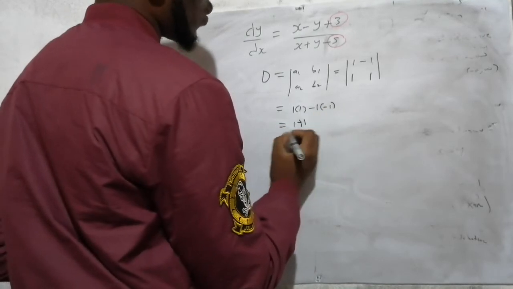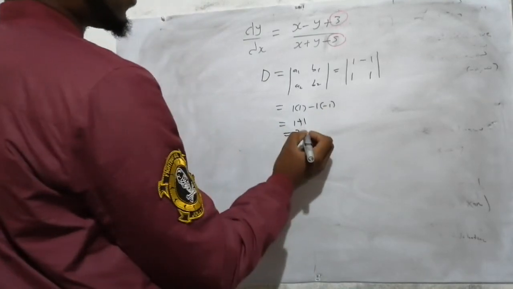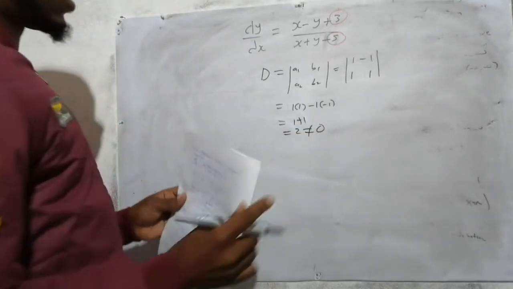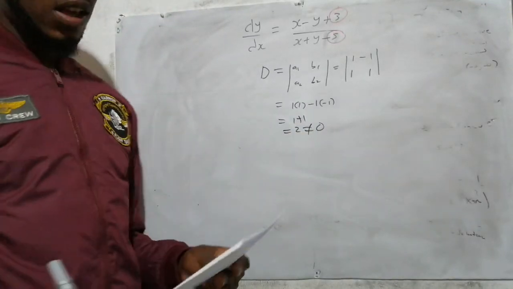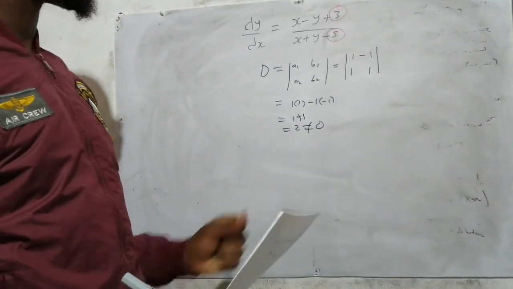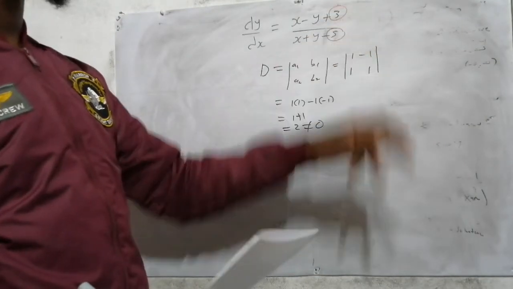1 plus 1. So you can see 2 is not equal to 0. So that condition is satisfied. After that, we need to solve these two equations simultaneously.